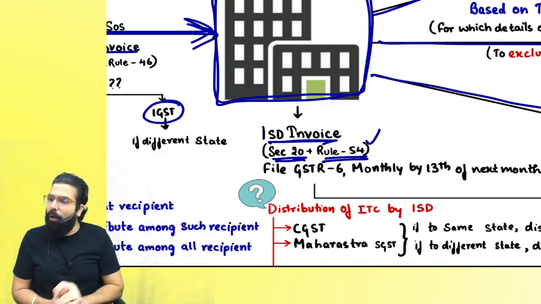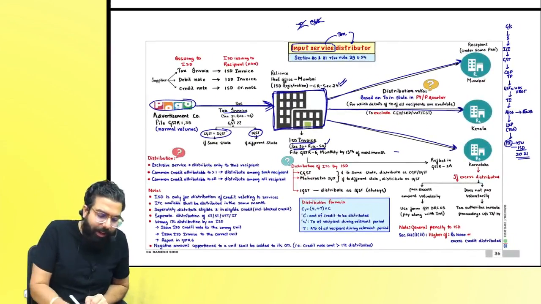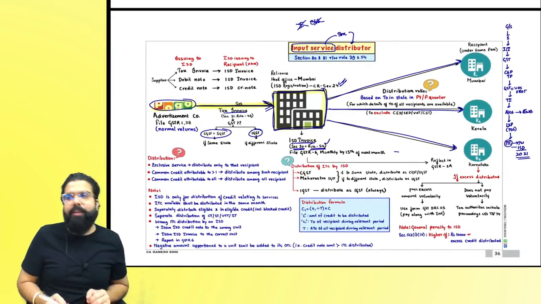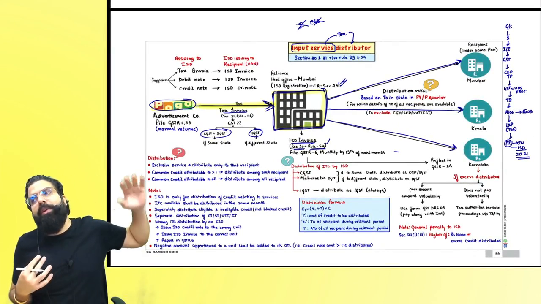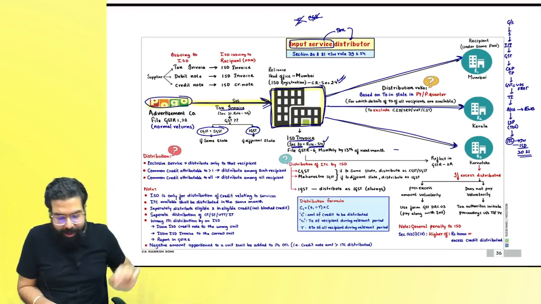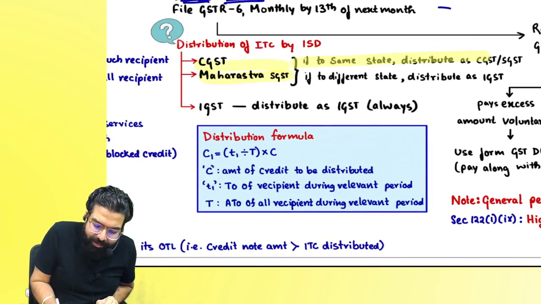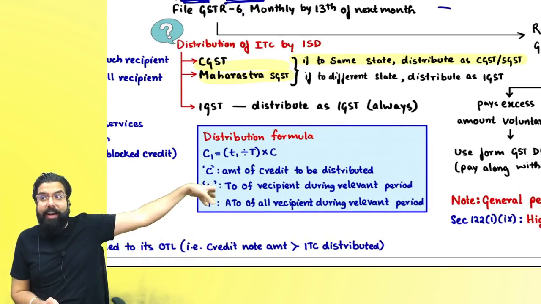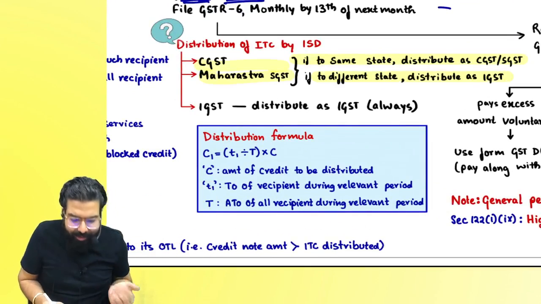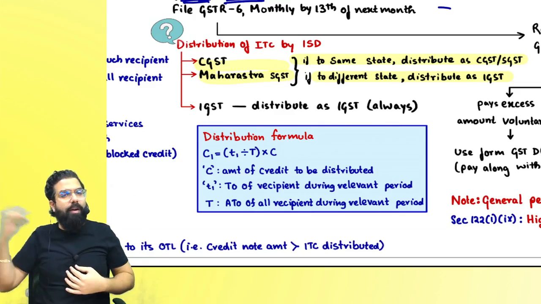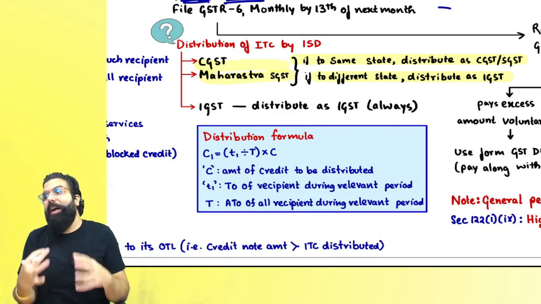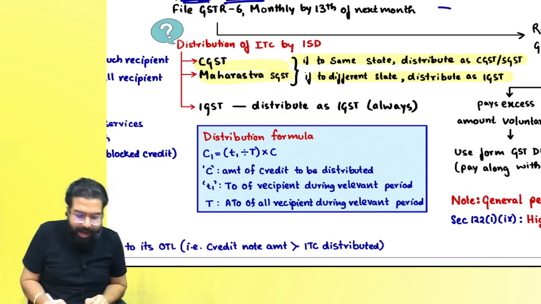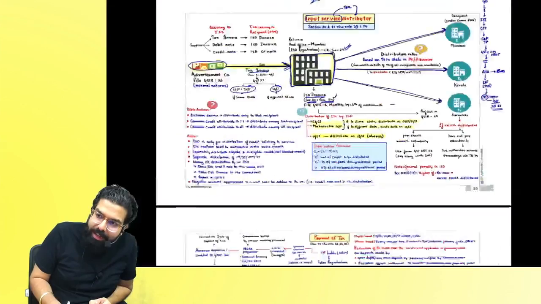Yes sir, always remember one thing, if the supplier has given an invoice charging CGST and SGST to the ISD, and ISD is distributing in the same state, it will distribute CGST and SGST as CGST and SGST. But if it is distributing in another state, it will distribute as IGST. Always remember, if the head office has received an invoice wherein IGST is charged, whether it is distributing to the same state or a different state, IGST is always distributed as IGST.